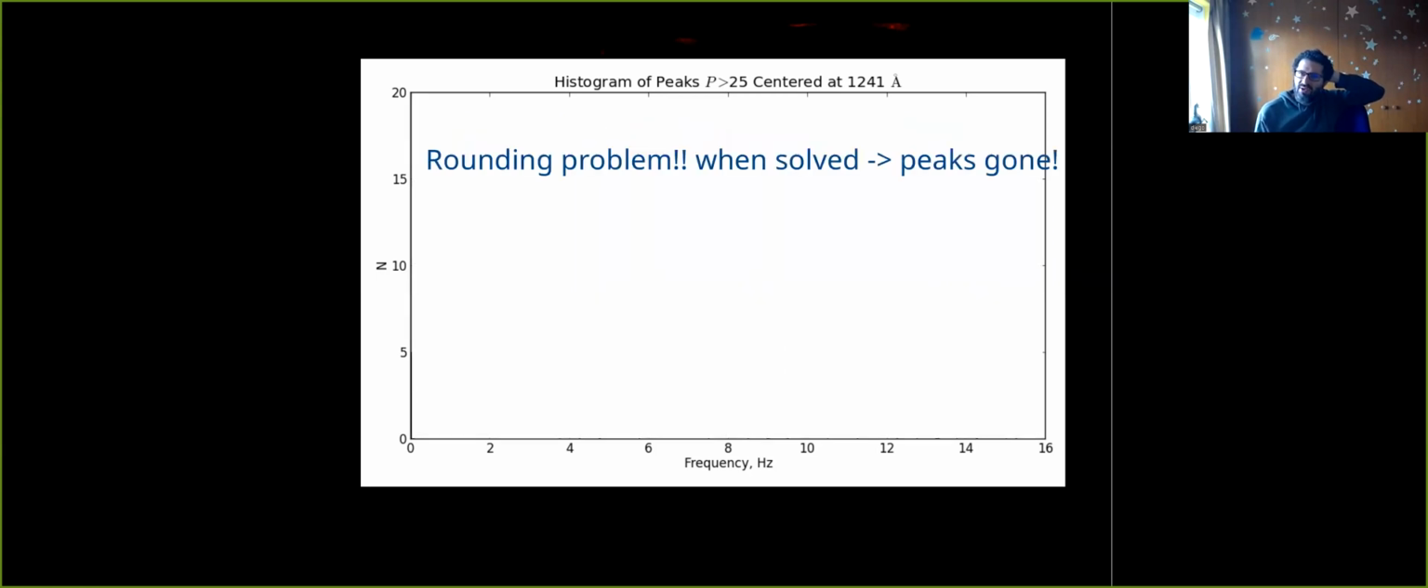And then we dig into it, and basically we found that it was a rounding problem of the numbers of the times of arrivals in the HST data. When you solve this numerical problem, then the peaks are gone.